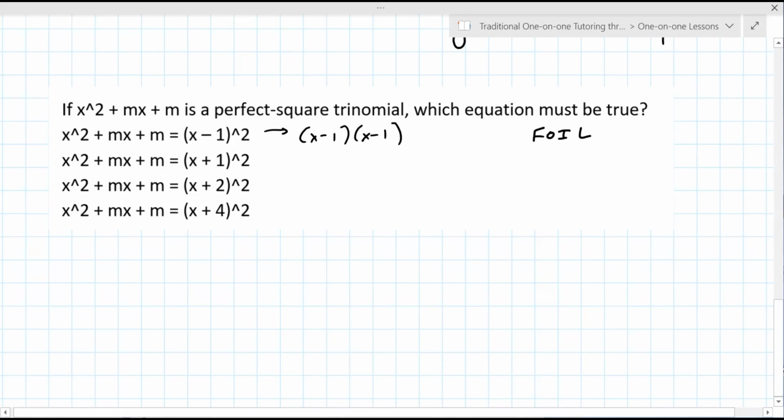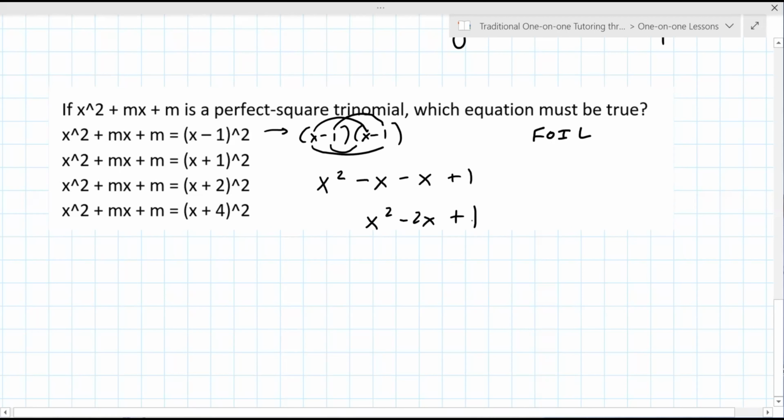How are you doing on that? So x squared plus one. So foil means first times first, right? And then it's the outer. So it's x times minus one. So that's minus x. And then the inner is minus one times x, which is also minus x. And then the last is minus one times minus one, which is plus one. So this is actually x squared minus 2x plus one.